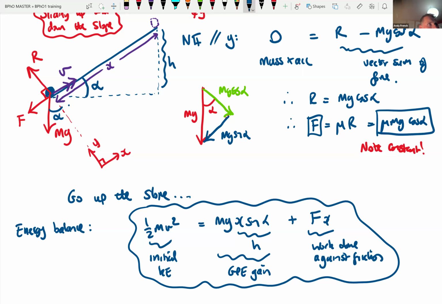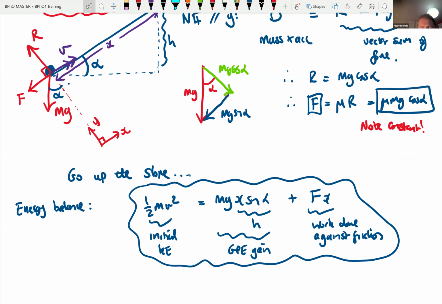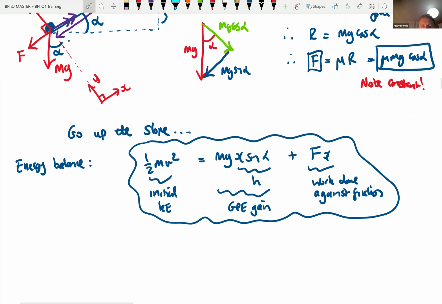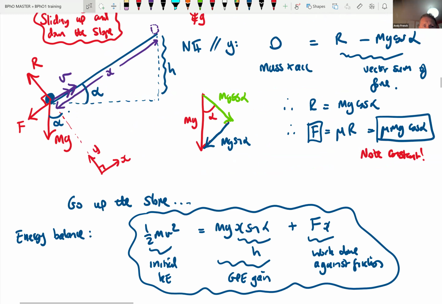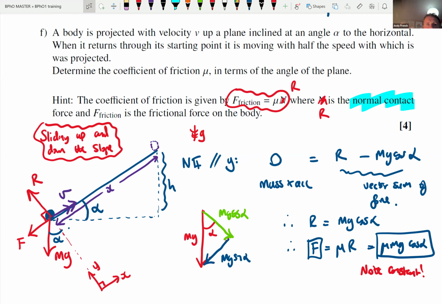So that's quite interesting. That will tell me what x is in terms of friction and all those other things. So I can substitute for F in this one. So let's go and rearrange this and make x the subject. Remember what we're trying to work out. So what are we trying to work out? We're trying to work out the coefficient of friction in terms of the angle of the plane. That's the goal.